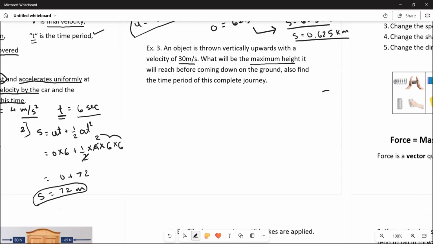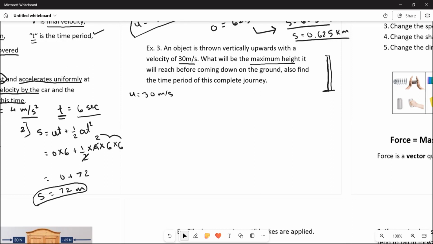Now see what is happening. We are standing on the ground. An object is thrown vertically upwards. It goes to some height, and then after reaching that height, it again comes back to the ground. And while throwing this object vertically upwards, we have given the velocity. This velocity will be our initial velocity. This is given as 30 meters per second. This velocity is 30 meters per second, and we are only given this value that it is thrown vertically upwards with a velocity of 30 meters per second.